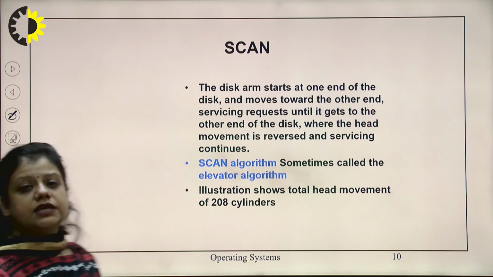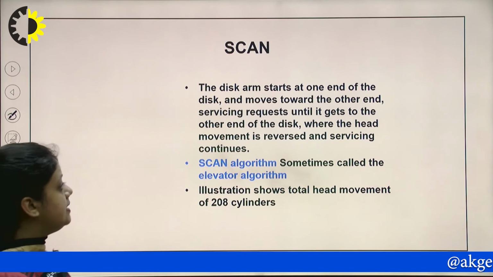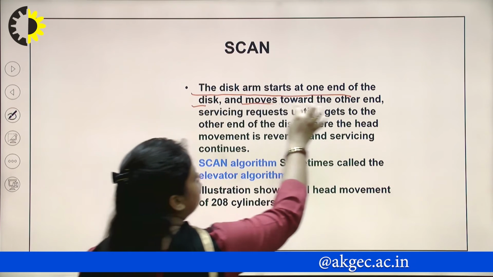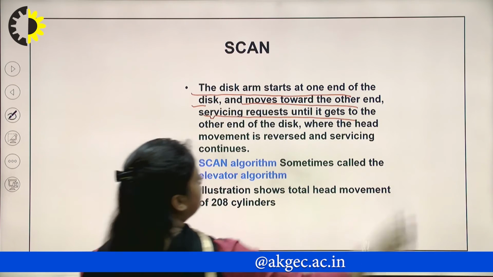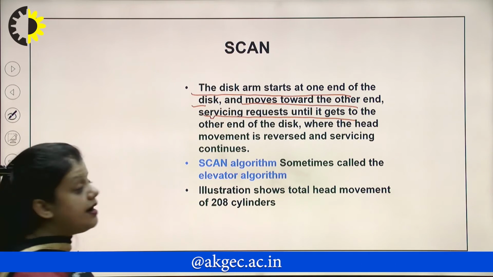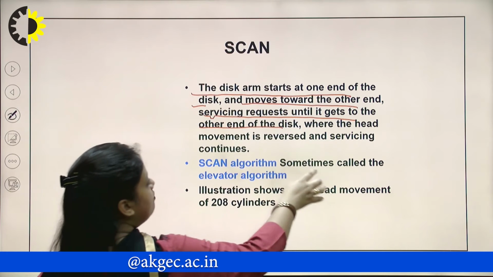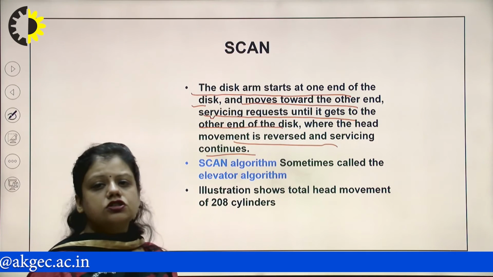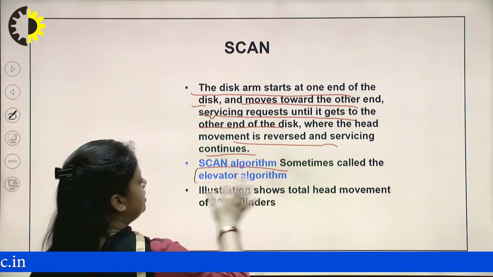Next algorithm is the scan. In the scan, the disk arm starts at one end of the disk and moves towards the other end, servicing requests until it gets to the other end of the disk, where the head movement is reversed and servicing continues. So scan is also sometimes known as an elevator algorithm.